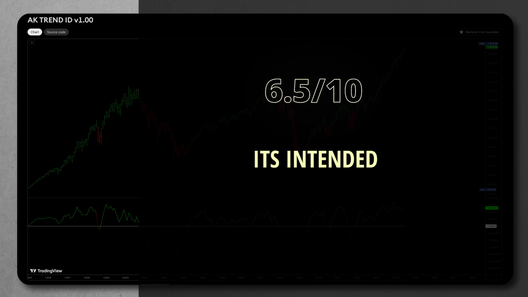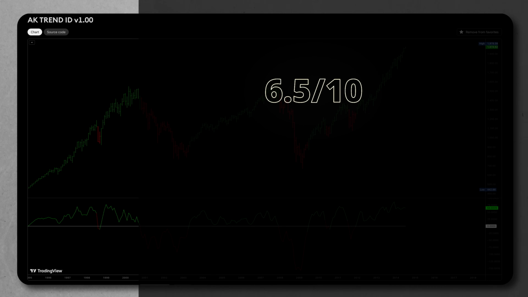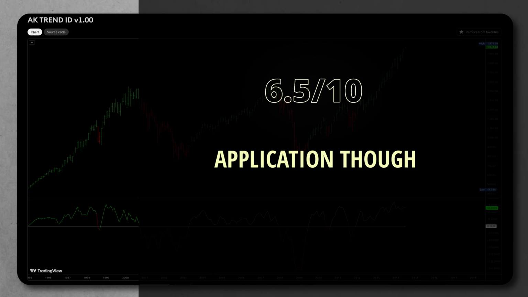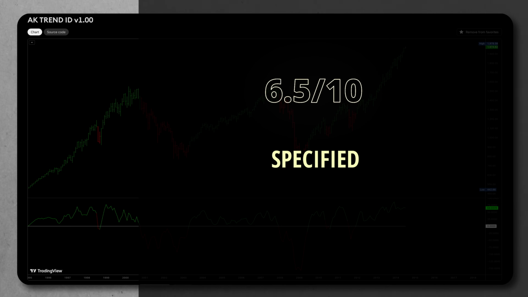While functional for its intended purpose, this indicator's narrow scope and basic methodology limit its versatility. The monthly-only restriction and SPX/SPY requirement significantly constrain practical application, though it serves adequately for long-term trend assessment in its specified context.